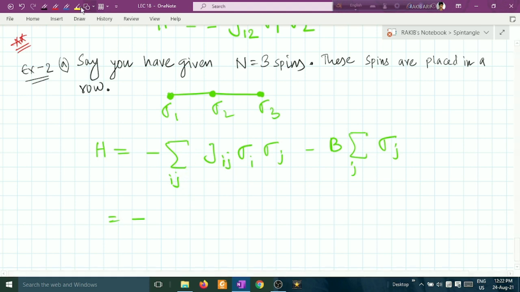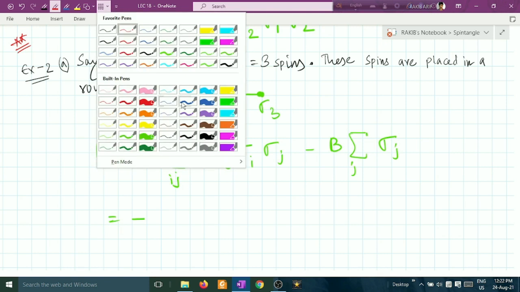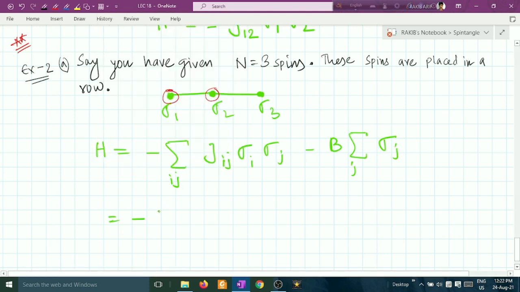First, considering the interaction, say there is a change, say there is a flip of the spin. These will be affected the most because this is the instant neighborhood. Okay, so what will the Hamiltonian be? The Hamiltonian will be minus J12 sigma 1 sigma 2 for the first pair, and now I'm moving to the second pair.